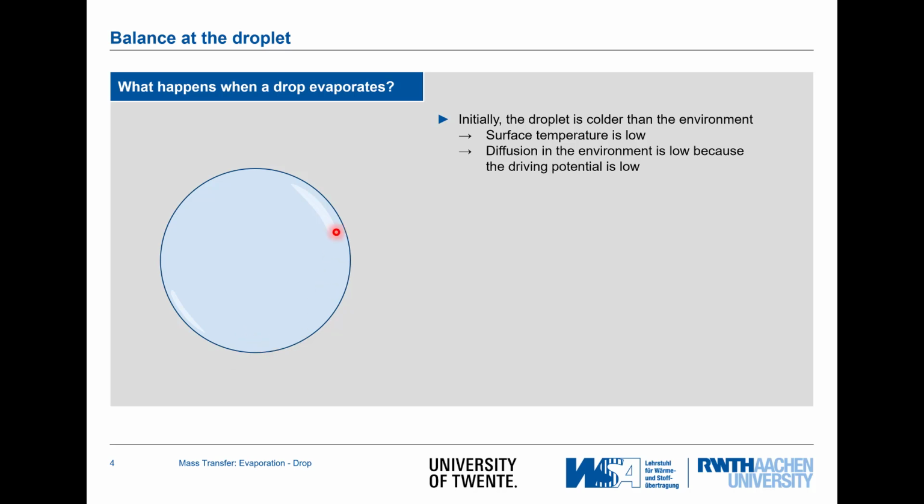Here we see a liquid droplet. It's about evaporation, so we can safely assume that the droplet is colder than the environment. This means surface temperature is at a low value, and also the diffusion in the environment is low because the driving potential is low. Now let's have a look at what happens.